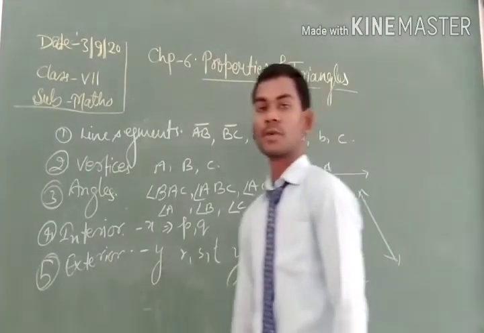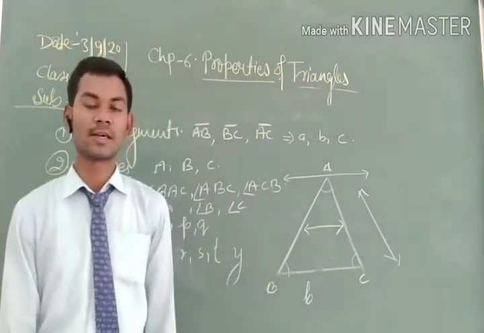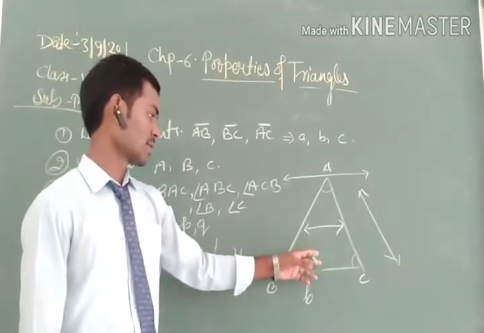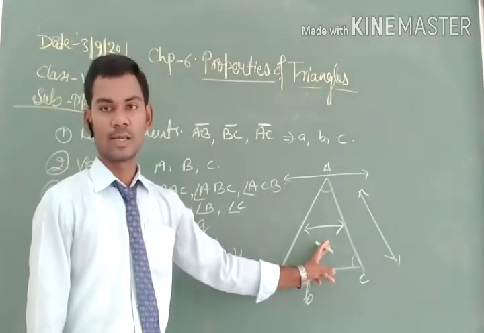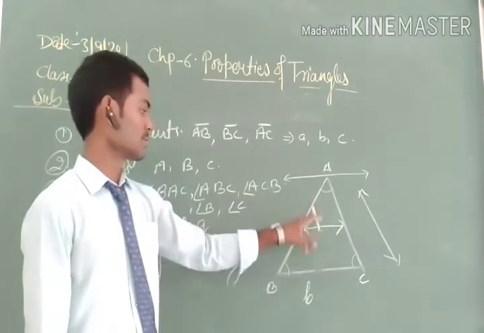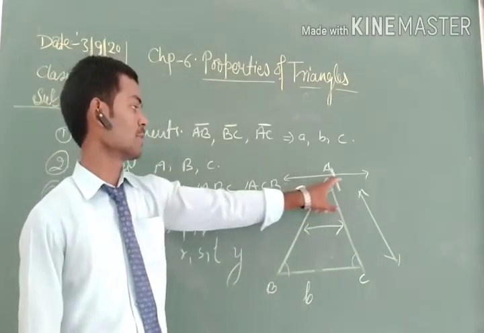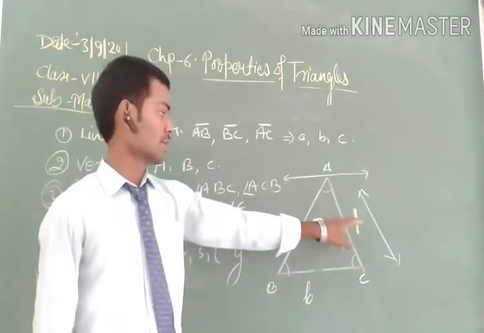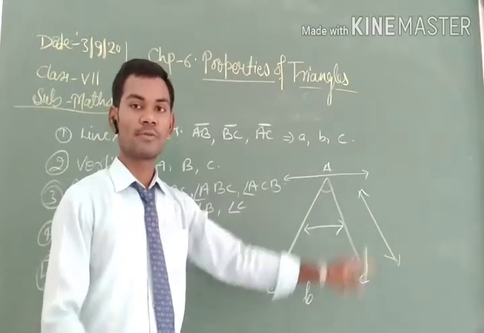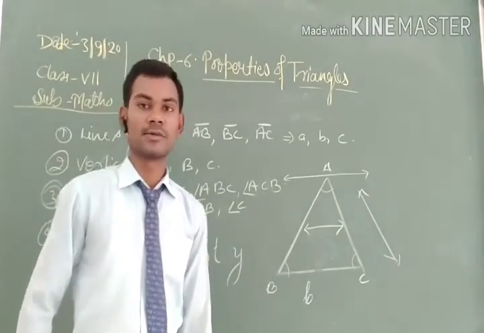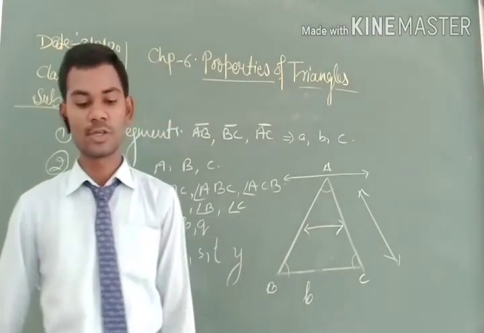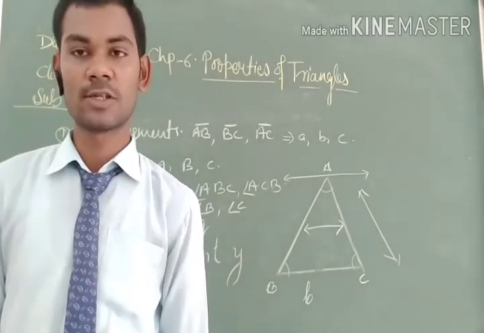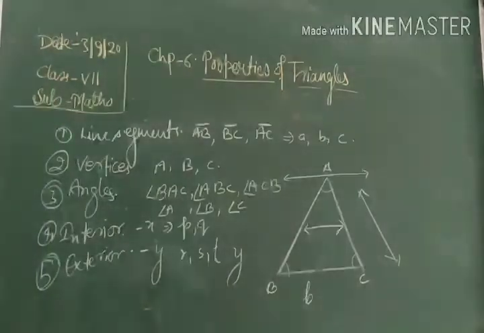Here in the figure, we can see that there are three lines given. One line is inside the triangle, so this is the interior line. This line passes through its vertex, so it is on the triangle, and this one is completely outside the triangle, so it is known as the exterior line. So these are the interior and exterior of the triangle, and now let us see the types of triangle.